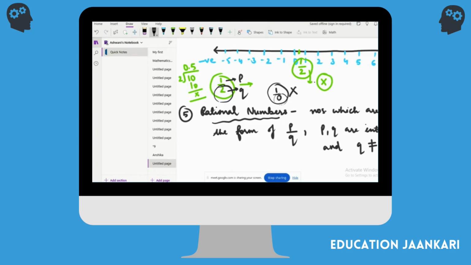Okay, where two conditions are there for the number to be in P by Q. Repeat it again. Q should not be equal to 0. And one more condition is there: P and Q should be integers. Very good. So can you give me one or two examples of rational numbers? Minus 1 by 5, 3 by 2. Very good. Great.